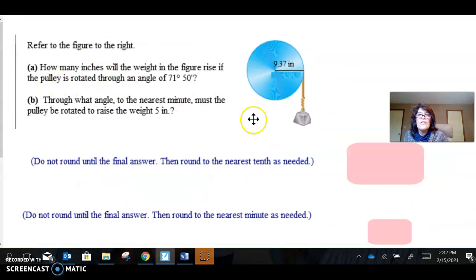Okay, how many inches will the weight in this figure rise if the pulley is rotated through an angle of 71 degrees, 50 minutes? Okay, so as we rotate it, you realize, this is going to be lifted however much this arc length is.